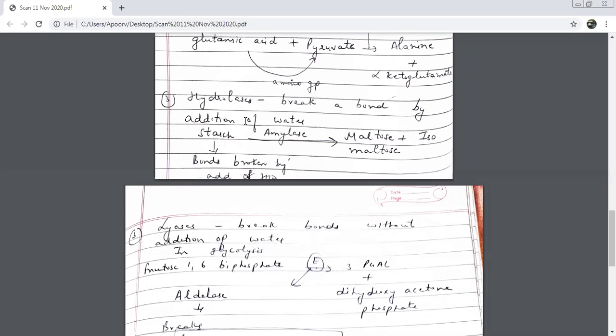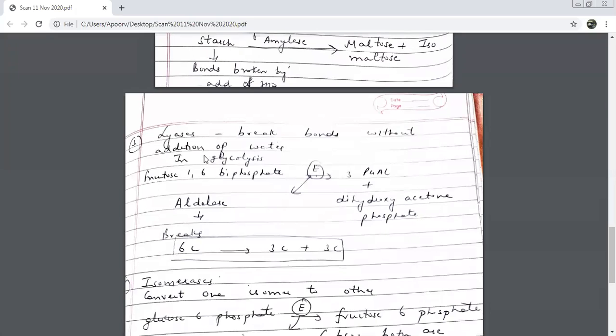What is special about these enzymes, beta? They break bonds by the addition of water. So you may come across many enzymes where, in chemistry also, whenever water is added, the bonds are broken down. So understand that such catalysts are basically hydrolyzing ones.